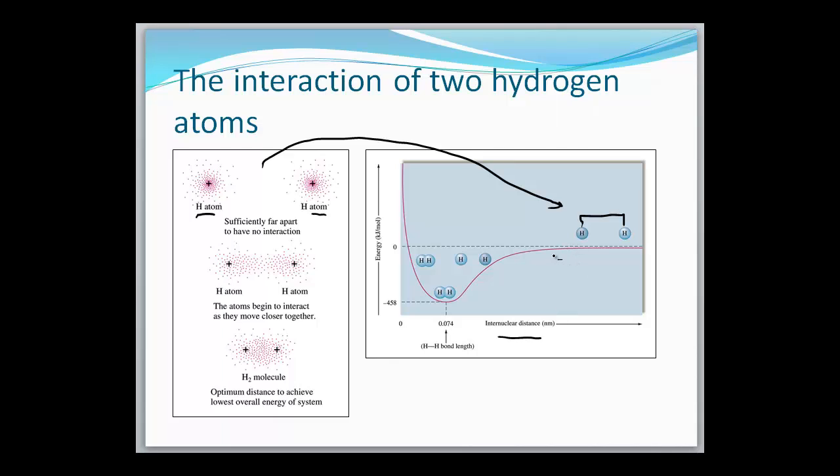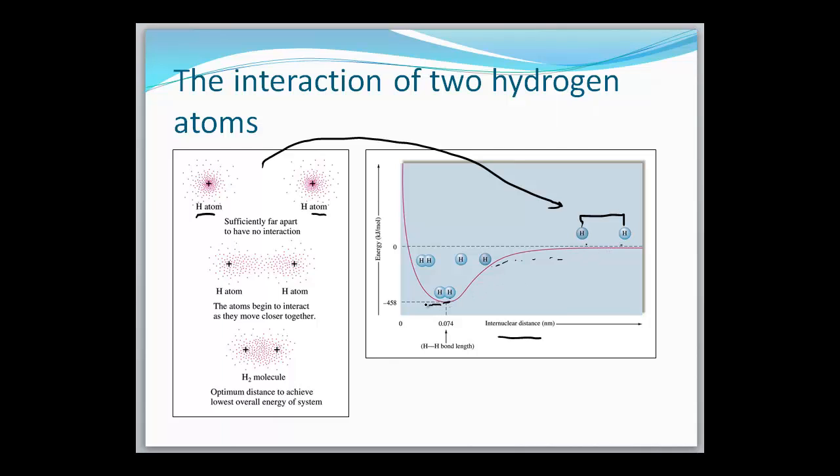So as that distance gets closer and closer, what you see is their energy starts to drop till they form a molecule. So way down here, when these two hydrogens come together and share those electrons to form a bond, the energy drops significantly compared to what they are separately.